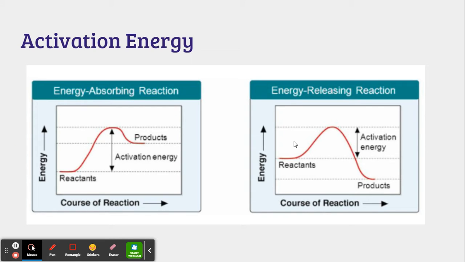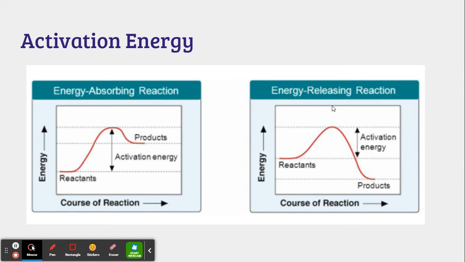And so here is what our two different reactions would look like based on their graphs. Here on the left-hand side, this is an energy absorbing reaction. As you can see, the reactants, or the elements or compounds that are doing the reacting, tend to be very low in energy, while the products are really high. And so as a result, in an energy absorbing reaction, activation energy is really high.